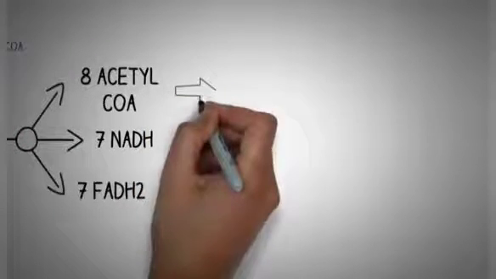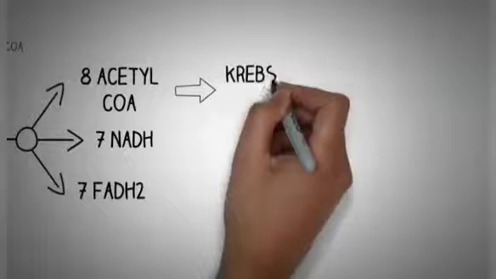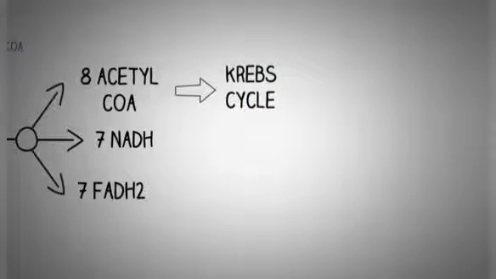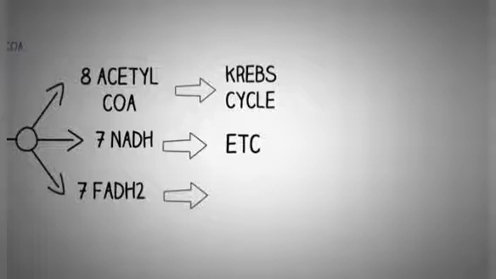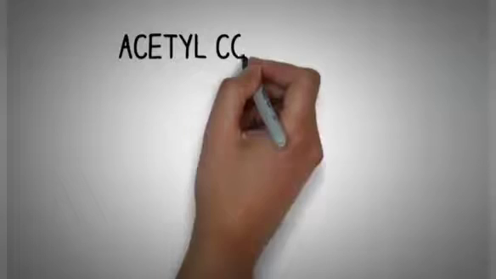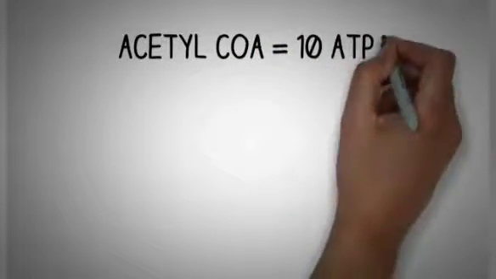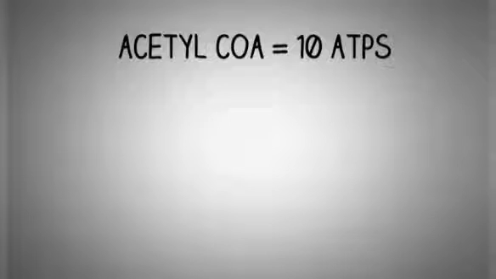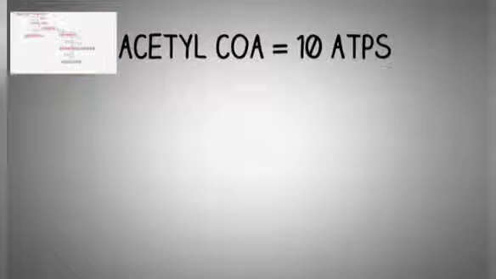Now for the calculation of energy, 8 molecules of acetyl-CoA are fed to the Krebs cycle. The 7 molecules of NADH and FADH2 are fed to the electron transport chain for the production of energy. Now for calculation of how many ATPs are produced during the beta oxidation, you should know 1 molecule of acetyl-CoA gets 10 ATPs through one cycle of Krebs cycle. Make sure to watch the video on Krebs cycle for better understanding of this topic.